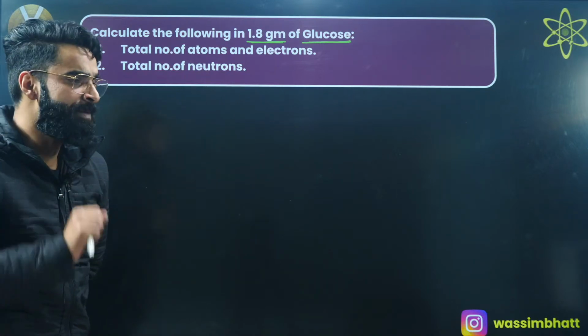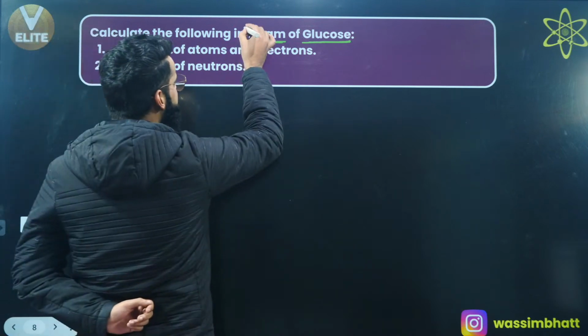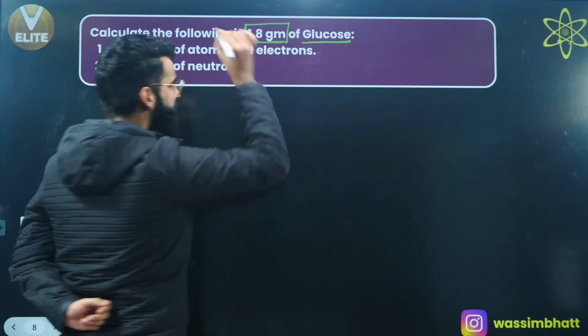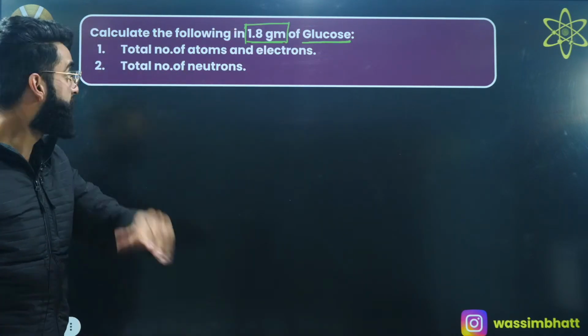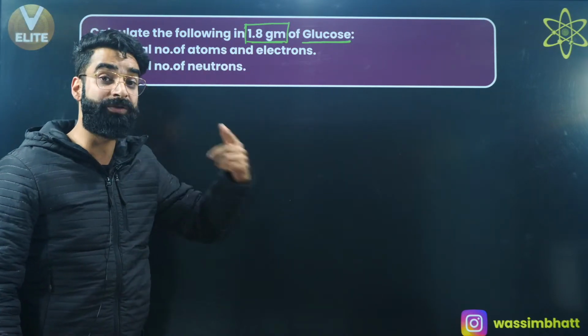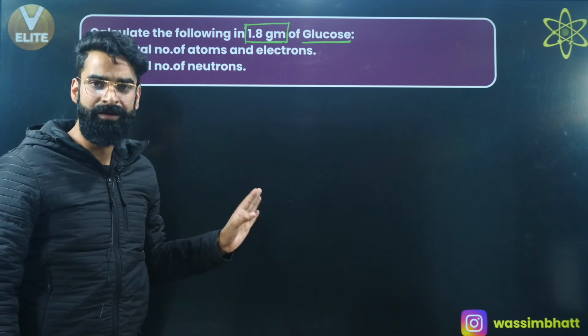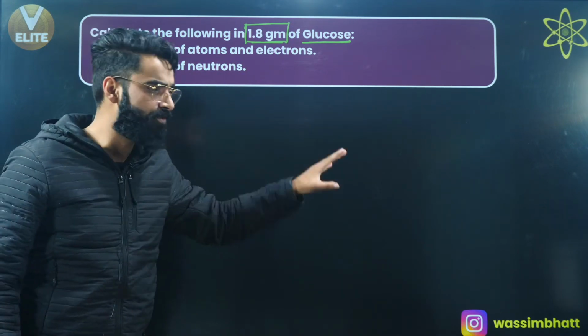So what is given to me as per the question? I'm given the mass of glucose. What do I need to calculate exactly? Atoms, electrons, neutrons. I'm going to follow the same diagram which I gave you a few minutes back.